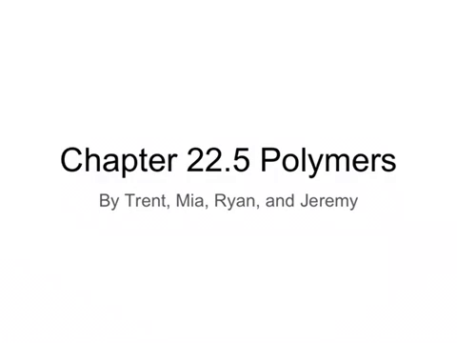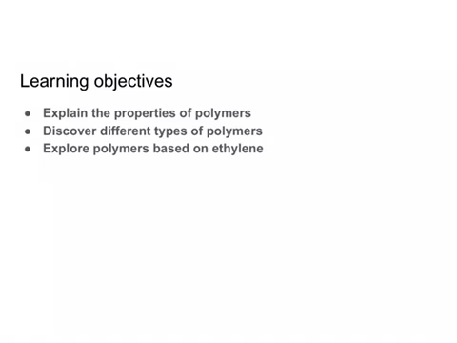This is chapter 22.5 on polymers. The main learning objectives for this section are about the properties of polymers, like the structure, the shape, and what the atoms and bonds dictate. The other thing we're going to do is discover the different types, like which atoms are involved in creating the shape and the structure. And then lastly, we're going to explore polymers based on ethylene and which types we can achieve through that.